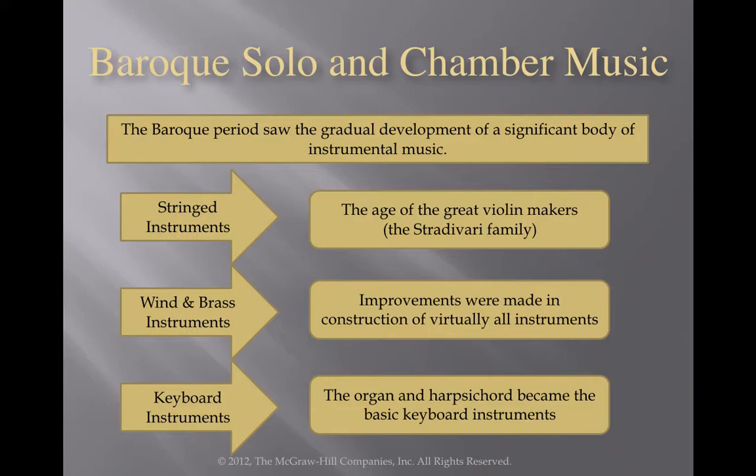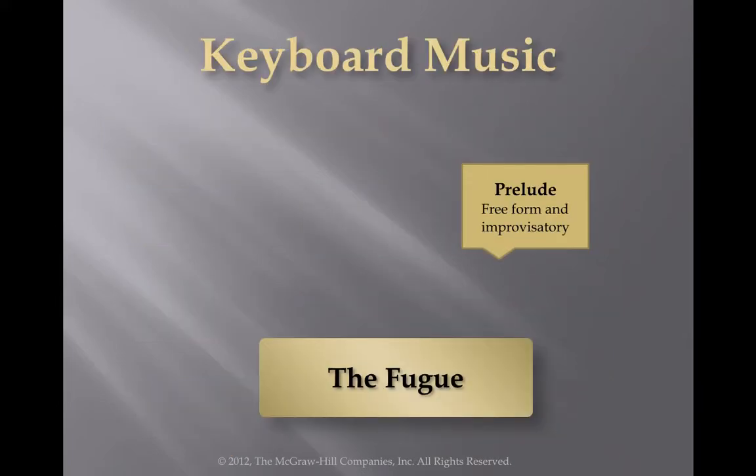various occurrences in this period of time, such as violin makers. The Stradivari family are working very hard to develop the instrument and the class of the violin. There are many improvements being made to wind and brass instruments as well, and the keyboard instruments like the organ and the harpsichord are becoming much more popular.